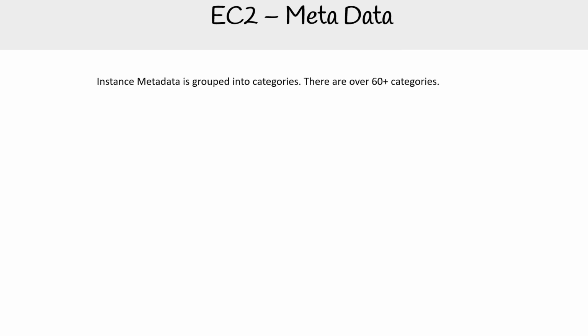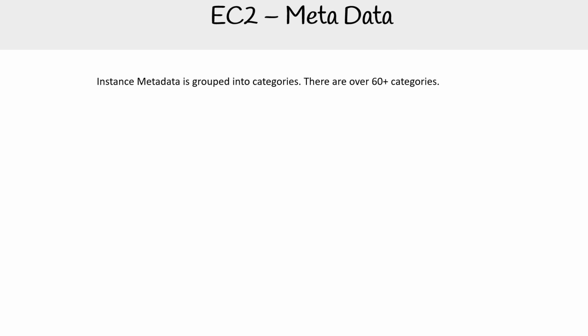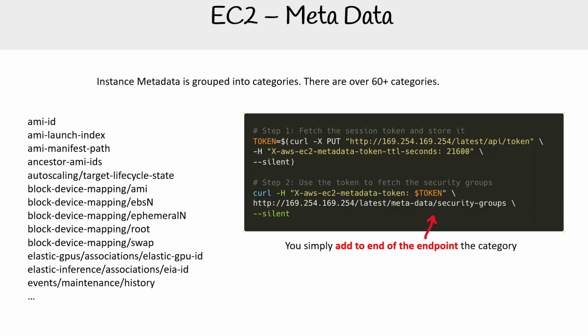So instance metadata is grouped into categories, and there are over 60 categories. I could not fit them all on here, and there's no reason to really put them all on here. But the point is that categories are basically just specific endpoints, and you'd have to use specific endpoints anyway to get anything useful. Because if you hit the main one, all it's going to do is give you the list of categories. But the idea is that you're going to append that to the end of your URL. And in this case, if I was using the default security group, it would just return back that value. So the idea is that you can get information about your EC2 instance that you can then programmatically use for whatever you would need to do.